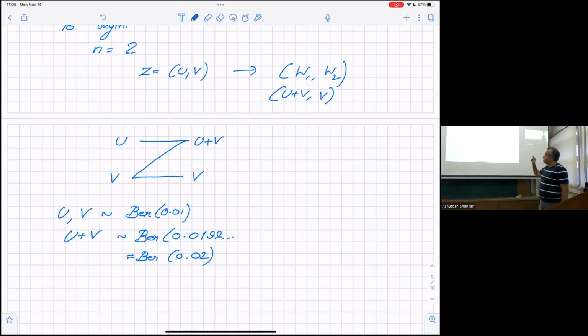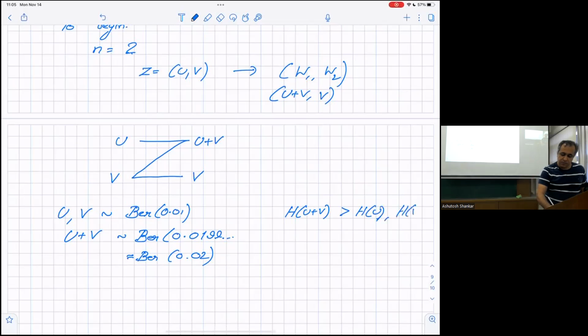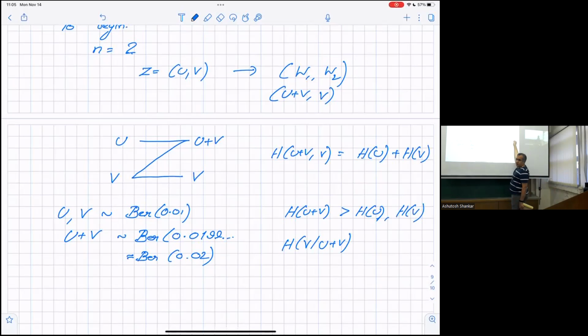So notice that the entropy H of U plus V is going to be larger than HU's entropy, larger than HV's entropy. So what would be the entropy of H of V given U plus V? Notice that H of U plus V and V has the same entropy as H of U plus H of V, because I have not changed anything, these are independent, therefore I could write it this way. This is just a permutation matrix applied on this. So if H of U plus V has gone up in entropy, what's happening to H of V given U plus V? It's gone lower than HU plus HV.